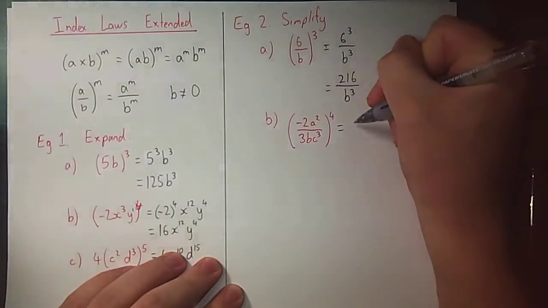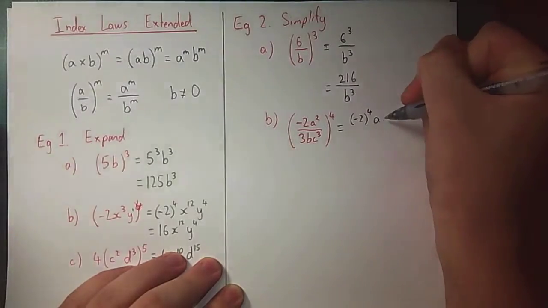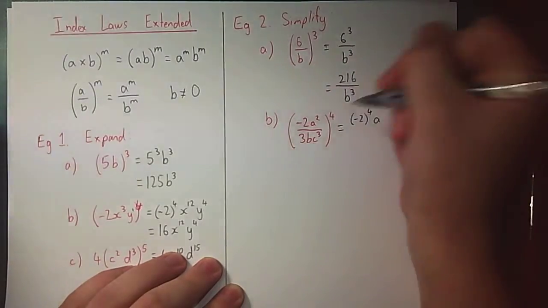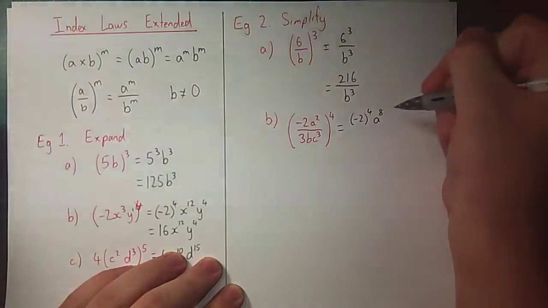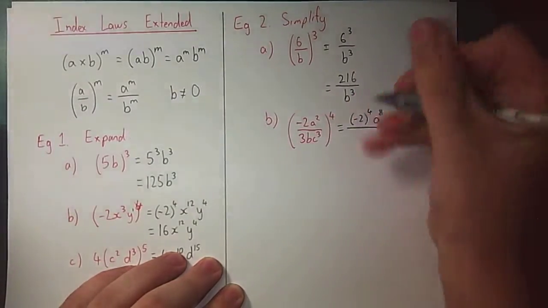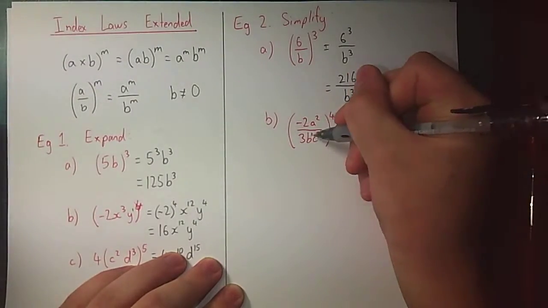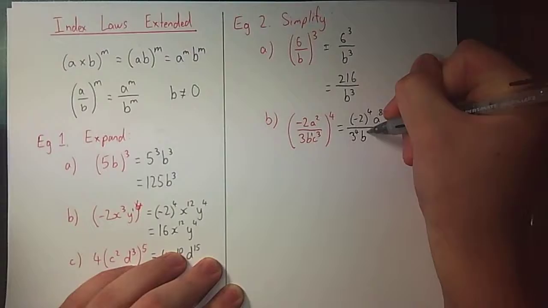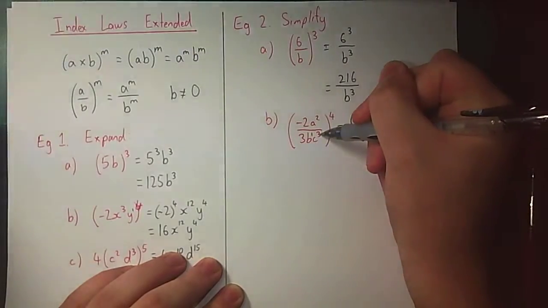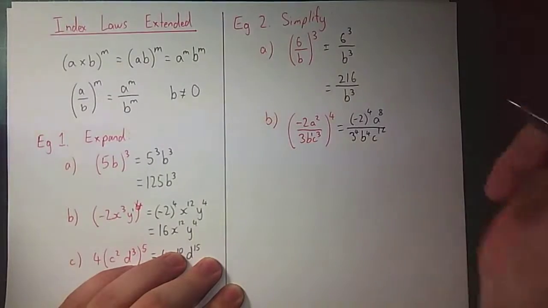We've got on the top minus 2 to the power of 4, and then a squared times 4 is going to be 8. A to the 8 on top, and then on the bottom we've got 3 to the power of 4, so we'll pop that in there. B, that's b to the 1, 1 times 4 will be b to the 4, and c to the 3, 3 times 4, that's going to be c to the 12.